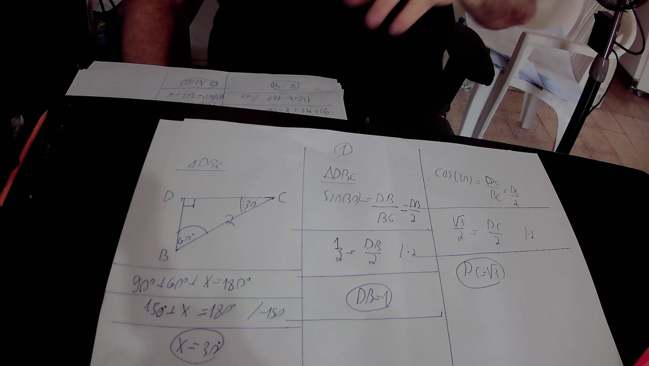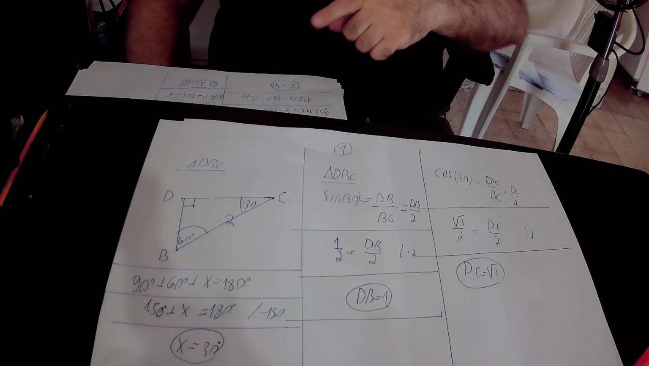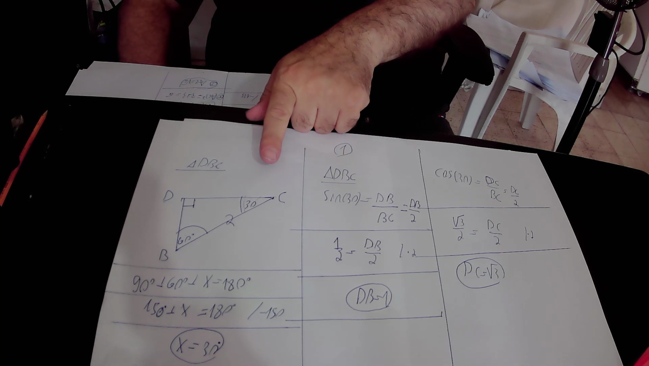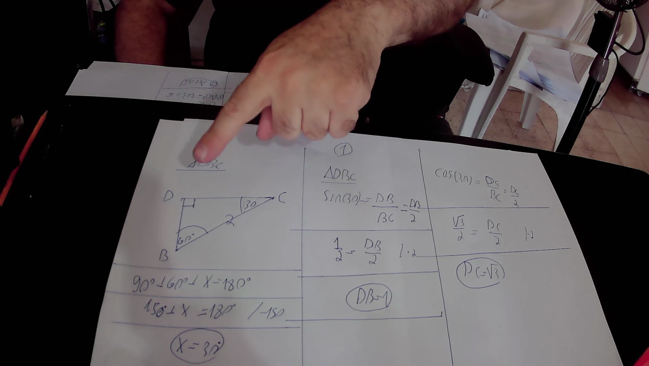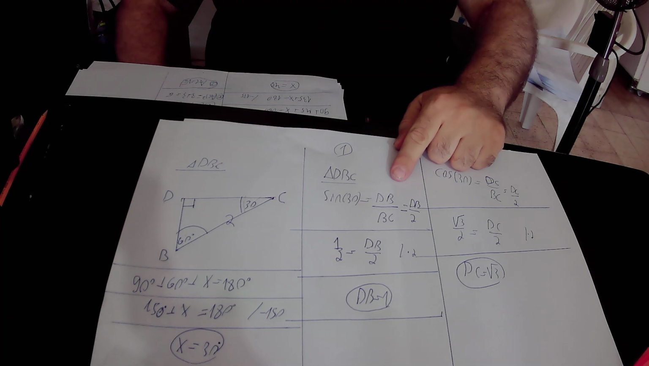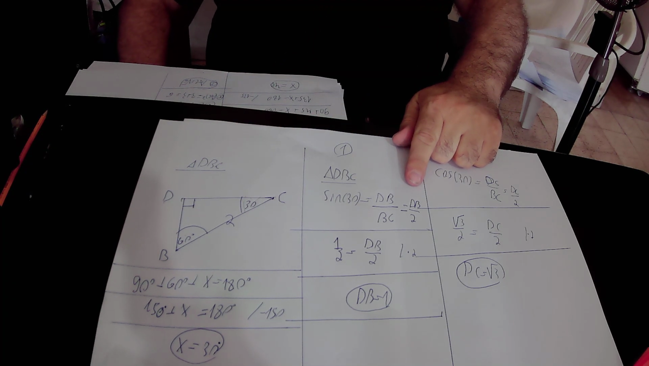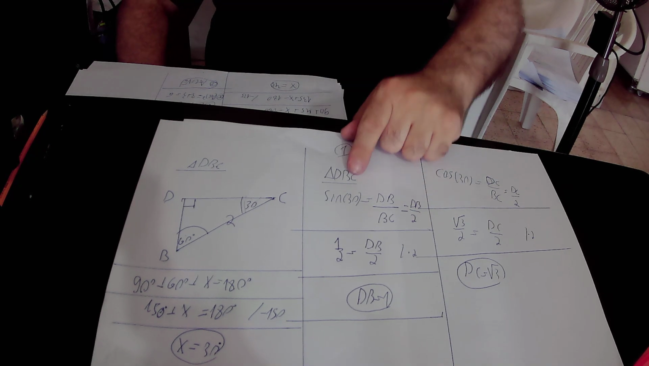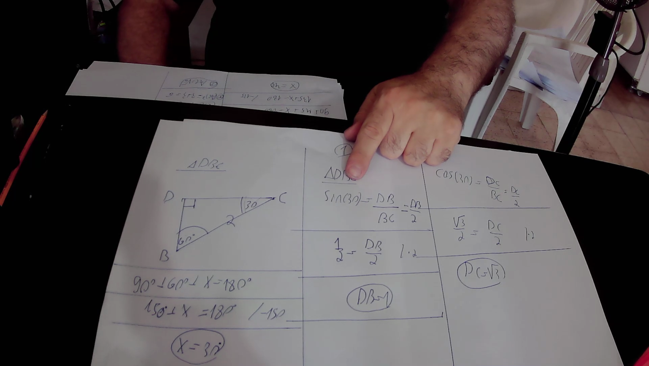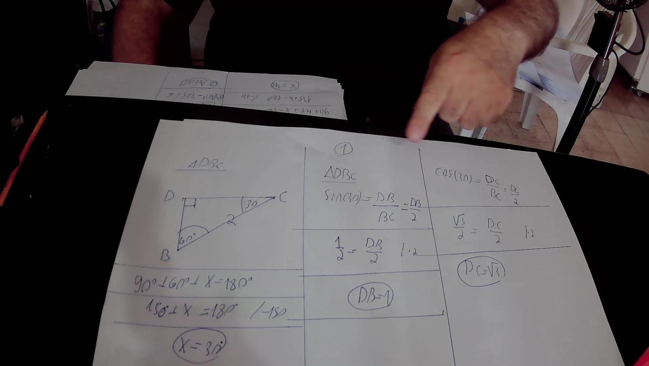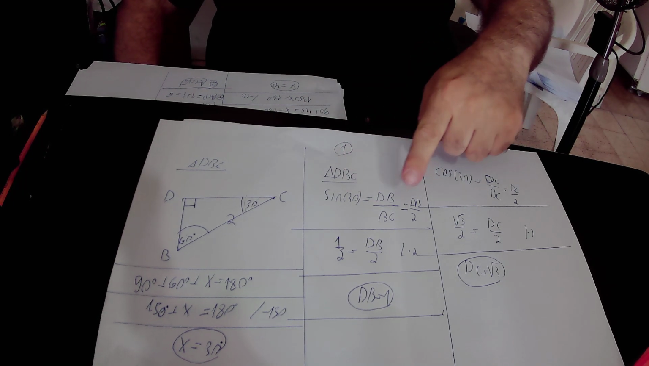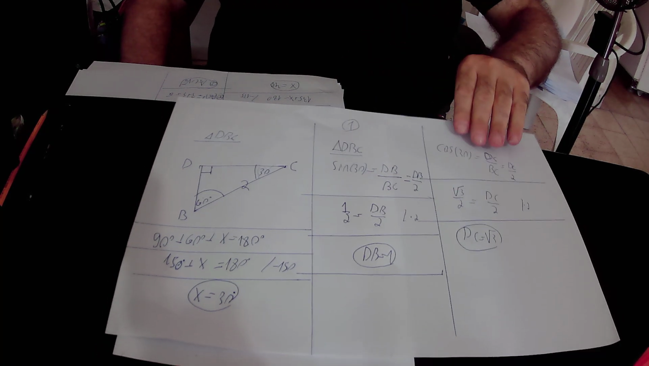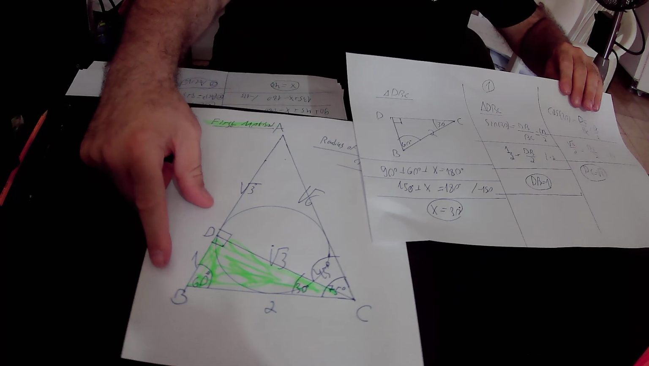So here we continue to focus on the right triangle BDC. In the right triangle BDC, we know that sine 30 degrees equals BD over BC. BC is 2, so we substitute BC by 2. Sine 30 degrees is 1/2, so we substitute sine 30 degrees by 1/2. So according to this equation, 1/2 equals BD over 2. We multiply this equation by 2 and we find that BD equals 1 unit. Here, BD equals 1 unit.